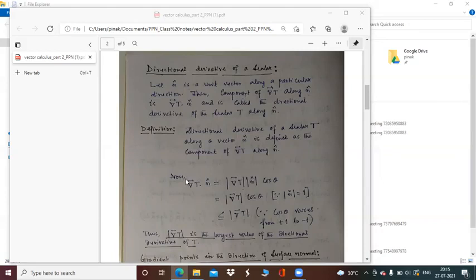Now you see, if you write the directional derivative in terms of the dot product between two vectors in abstract form, then this can be written as grad of t dot n cap is equal to magnitude of grad of t, magnitude of n cap, into cos theta, where theta is the angle between grad of t and n cap. Now this is obviously equal to magnitude of grad of t into cos theta, as n cap is a unit vector, so magnitude of n cap is equal to 1.